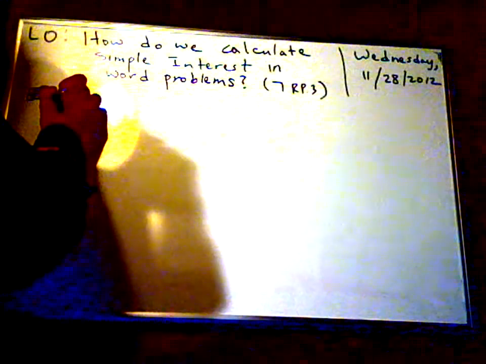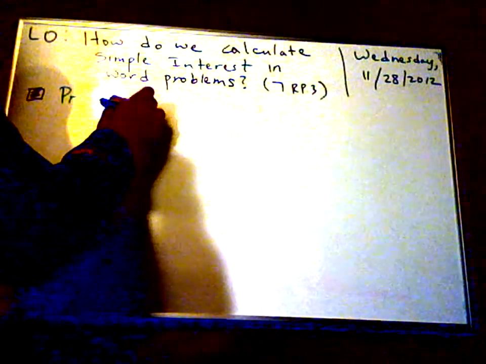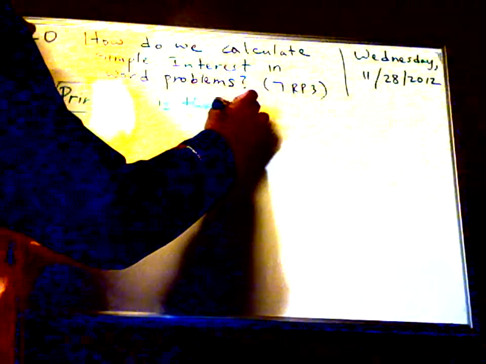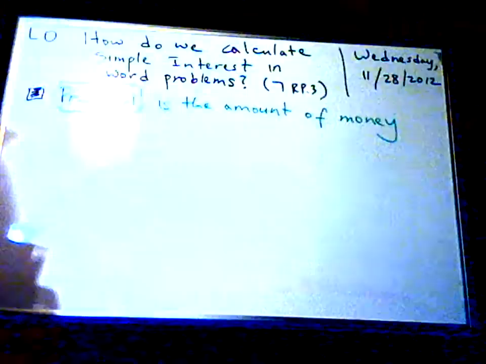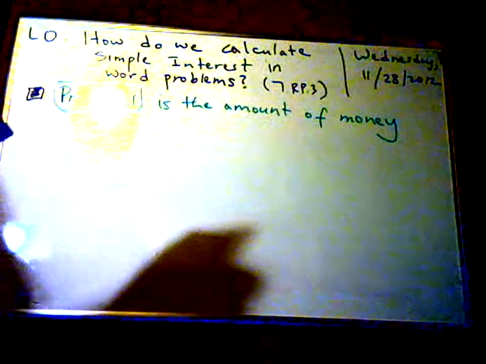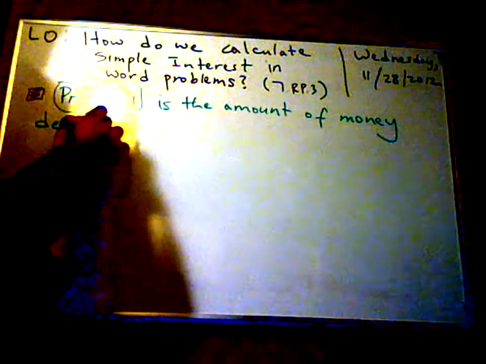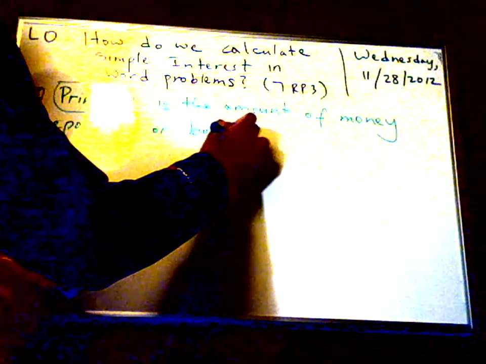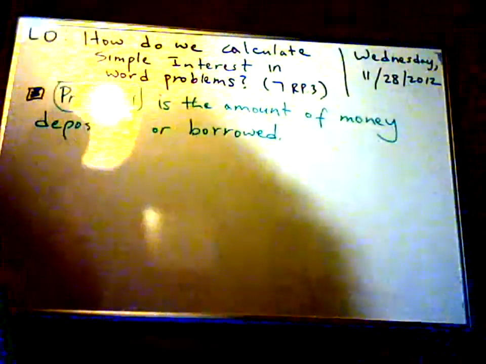So, principal is the amount of money. Okay, you need to copy this down, please. Copy this. The principal is the amount of money deposited or borrowed. So the principal is the amount of money deposited or borrowed. Okay?